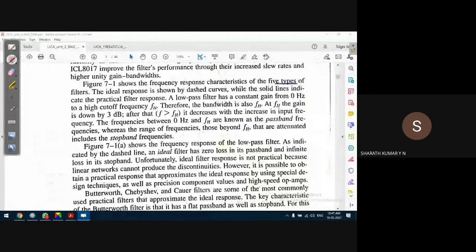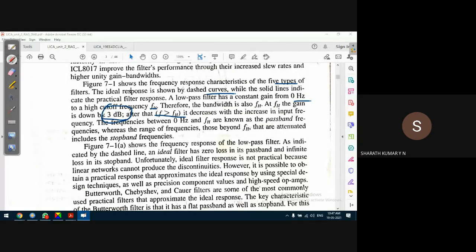Frequency response of the filters, with the ideal response shown by dashed curves. Okay, fine. So low pass filter, 0 hertz to FH. All this we discussed. The gain is down at FH. How do we find FH? By 3 dB down, because at 3 dB the power reduces to 50%.